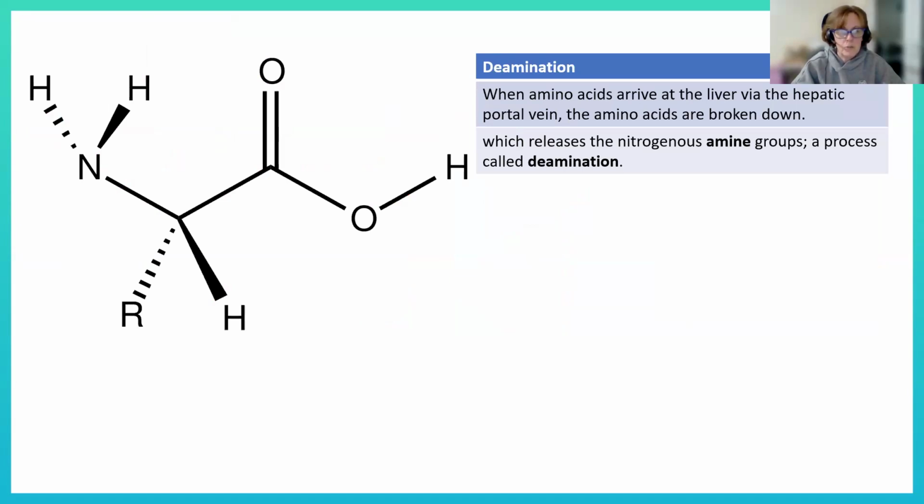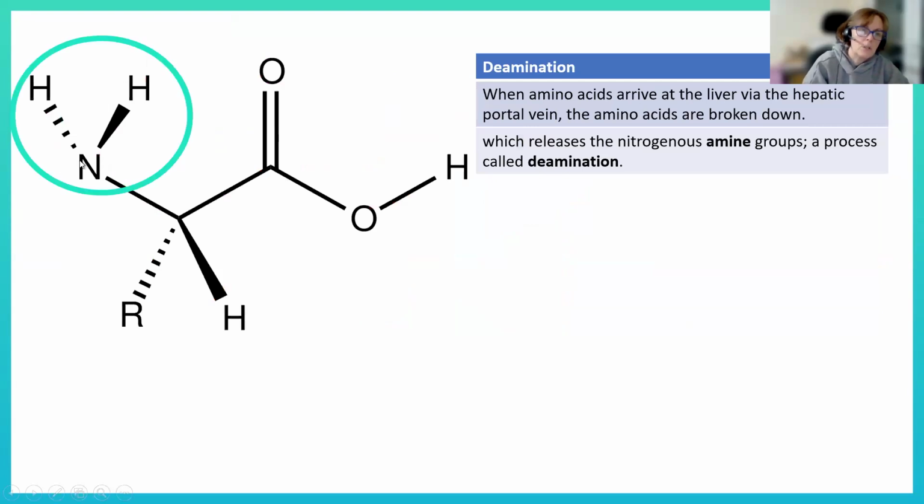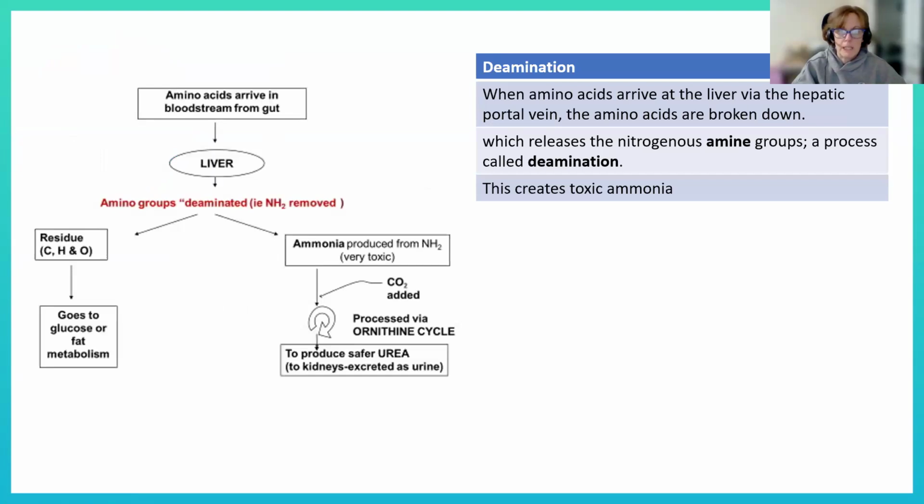So this is the chemical structure of an amino acid, and they all have this group here, NH2. So you can see an N and two H's, NH2. So that's called the amine group, and we need to remove it. So that process is called deamination, and that takes place in the liver. And it actually creates something toxic to the body called ammonia.